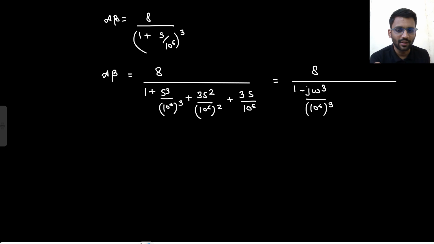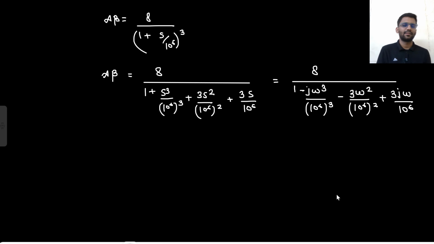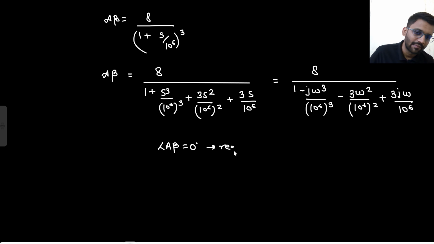So minus j omega cube upon 10 to the power 6 to the power 3, minus 3 omega square divided by 10 to the power 6 to the power 2, plus 3j omega divided by 10 to the power 6. Say yes or no, right? Now, what do you need? You need 0 degree phase shift. In A beta, the angle of A beta should be equal to 0. This is your required thing.